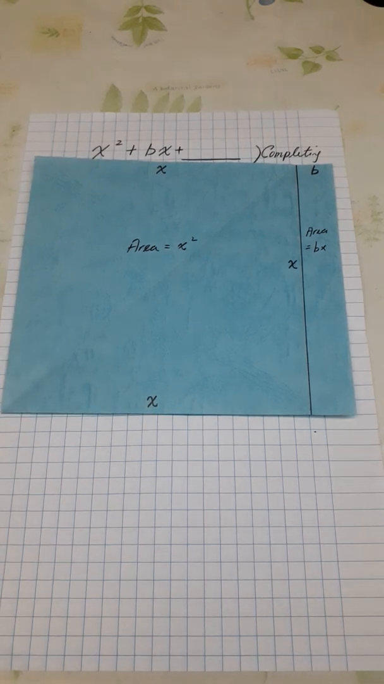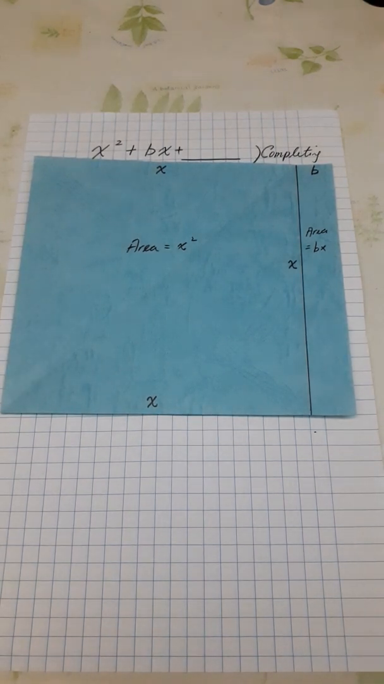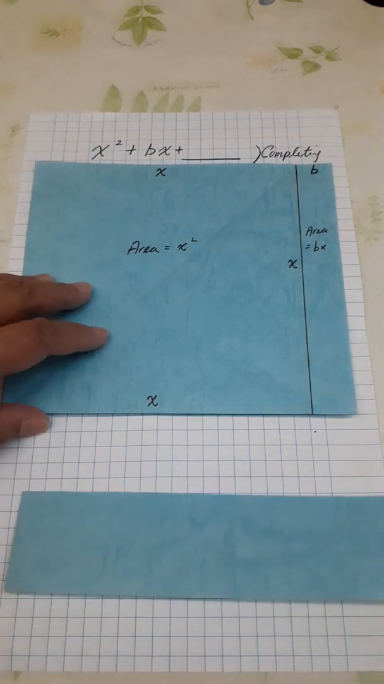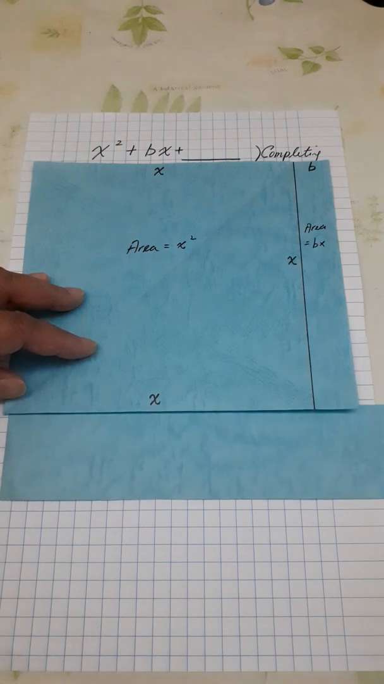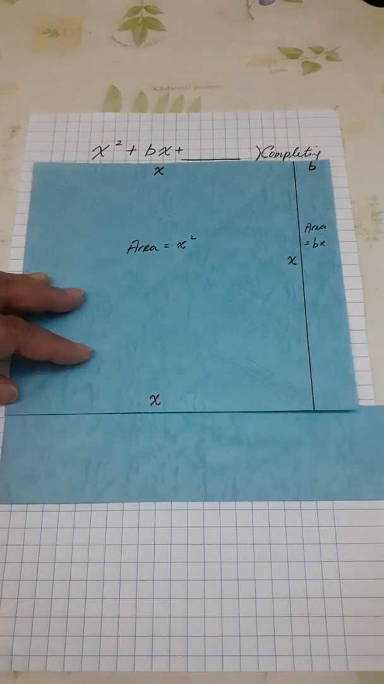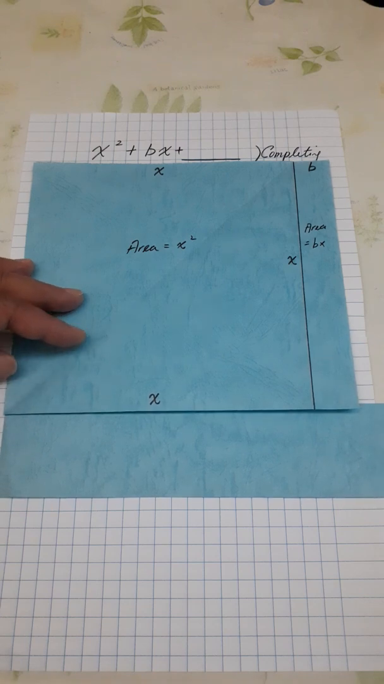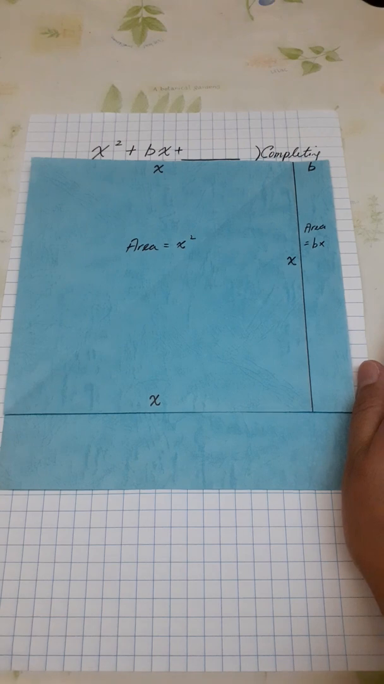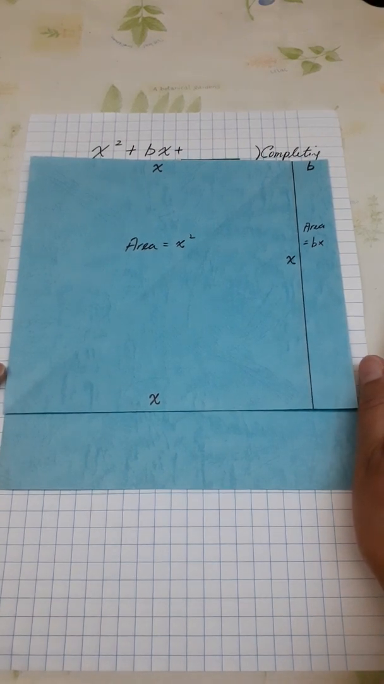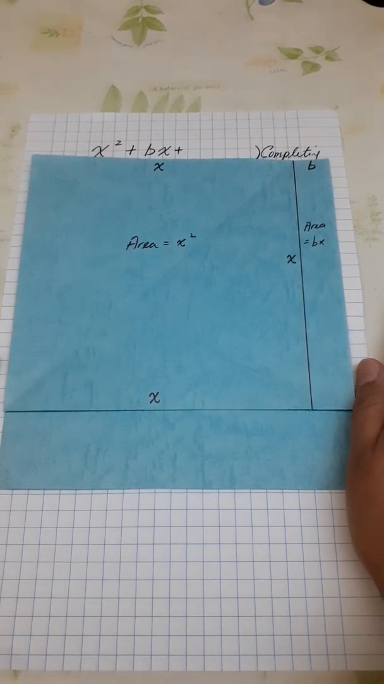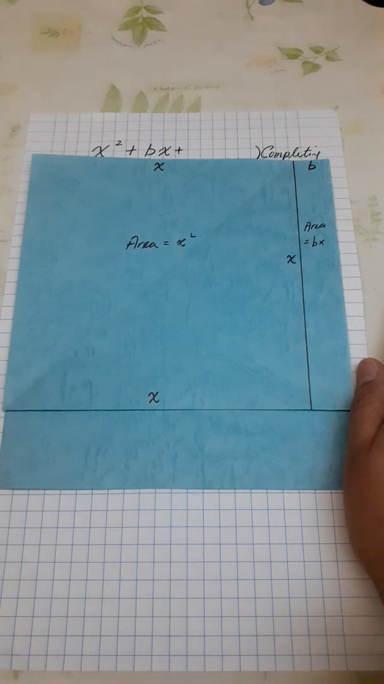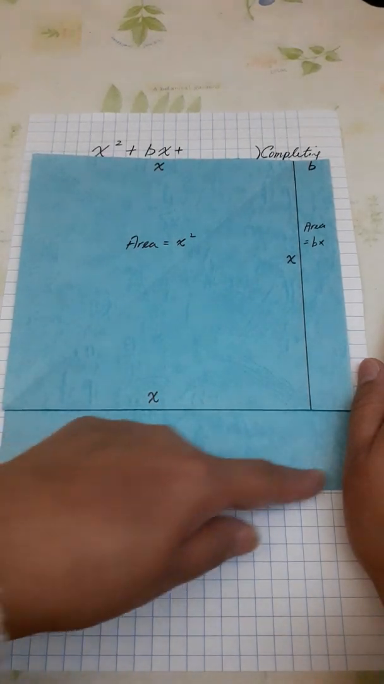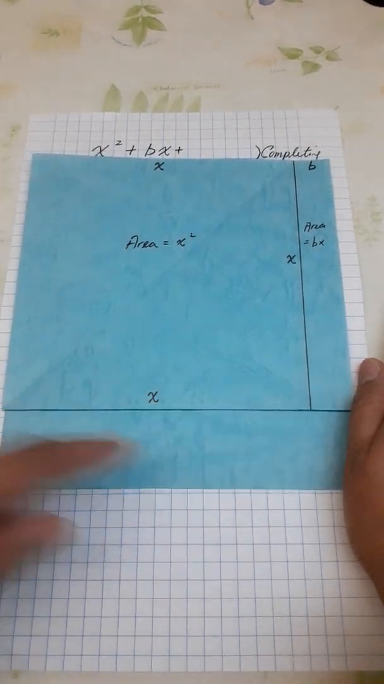Now, let me give you an example. If you put a piece of paper like that, and then cut it here, then you can probably form a square. It means this part is the extra paper that I need.